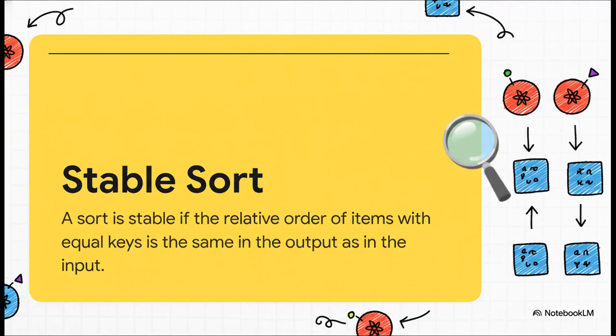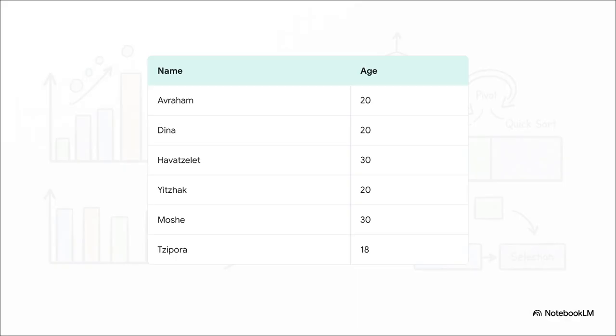Basically, if you have items that are tied, like 2 people who are both 20 years old, a stable sort promises to keep them in their original order relative to each other. It doesn't shuffle them around for no reason. Let's make this crystal clear with an example.